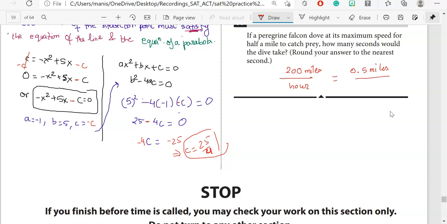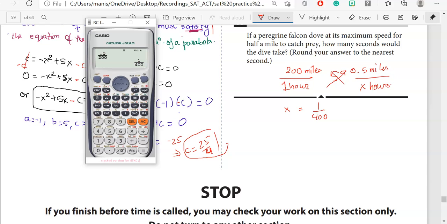And I will make this x hours over here. So let's try to solve this. When I cross multiply, it is my 1 over here. So x is equal to, let's do the math, 0.5 divided by 200. On dividing, I ended up with my value of x as 1 over 400 in my calculator.